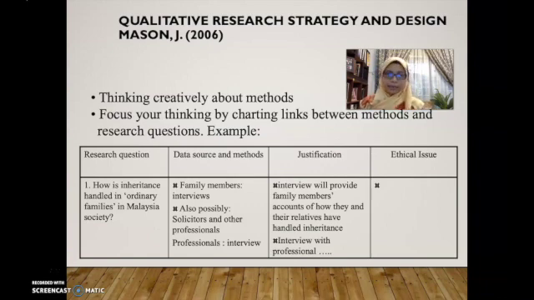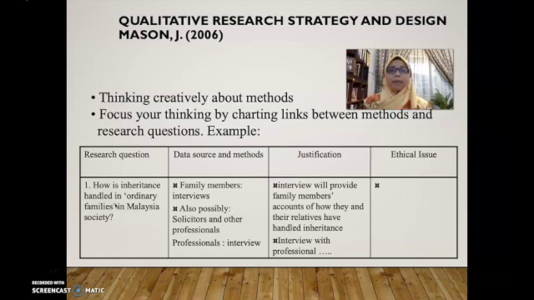Right, let's look at this example here. You have a research question, and the research question is, how is inheritance handled in ordinary families in Malaysian society? So maybe this particular question is in a field of genetics, or it may involve social science studies. So like I said again in the previous slide, your research question, of course, may represent your research area, right? So the question is, how is inheritance handled in ordinary families in Malaysian society?